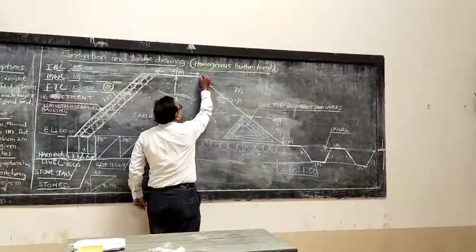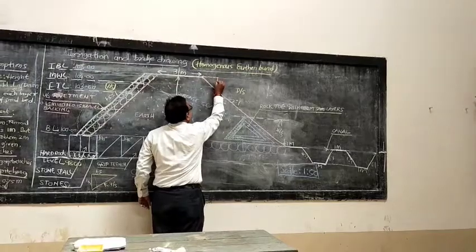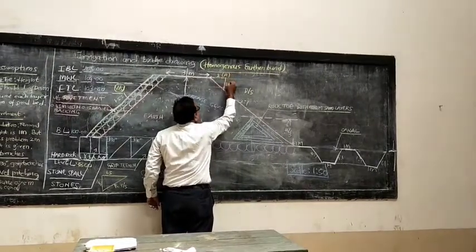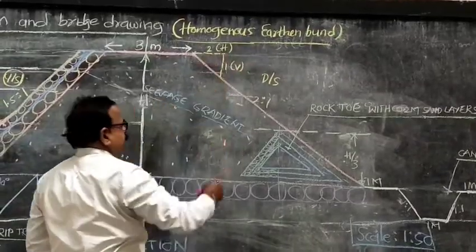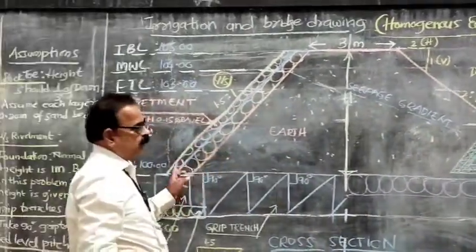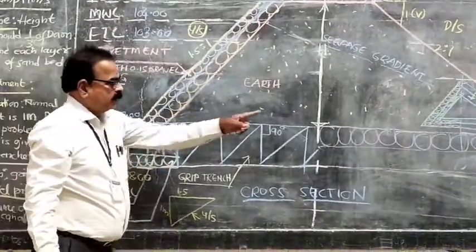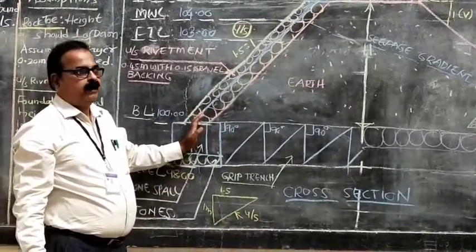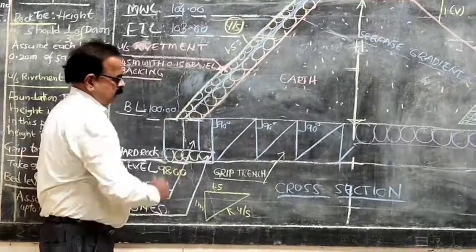You can take 2 centimeter and then 1 centimeter. 2, 1, where 2 is horizontal and 1 is vertical. And extend that line up to the bed level, where the bed cuts, that is nothing but the bottom width of the earthen bund. Next come the revetments.